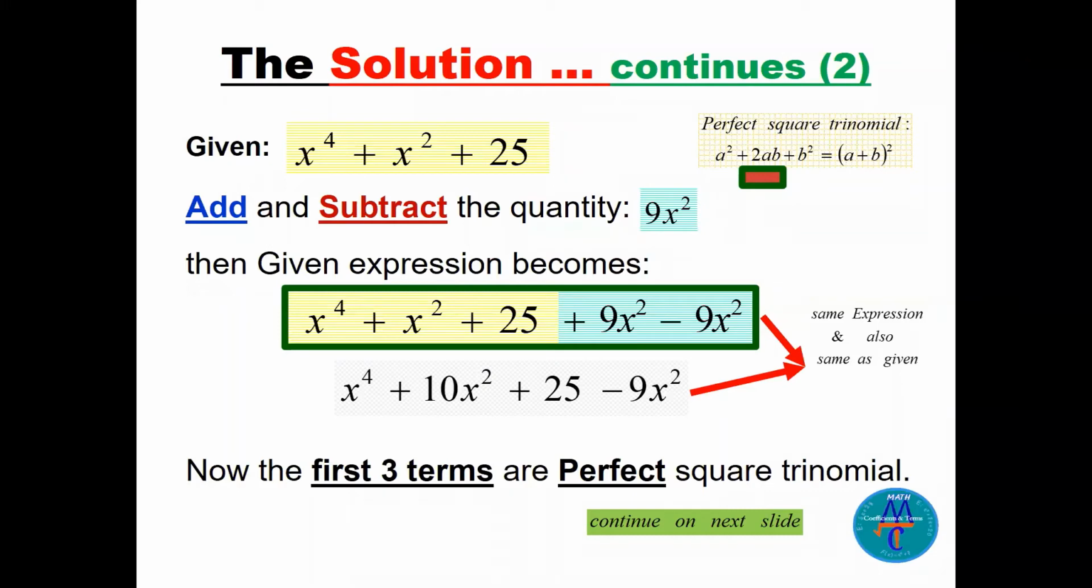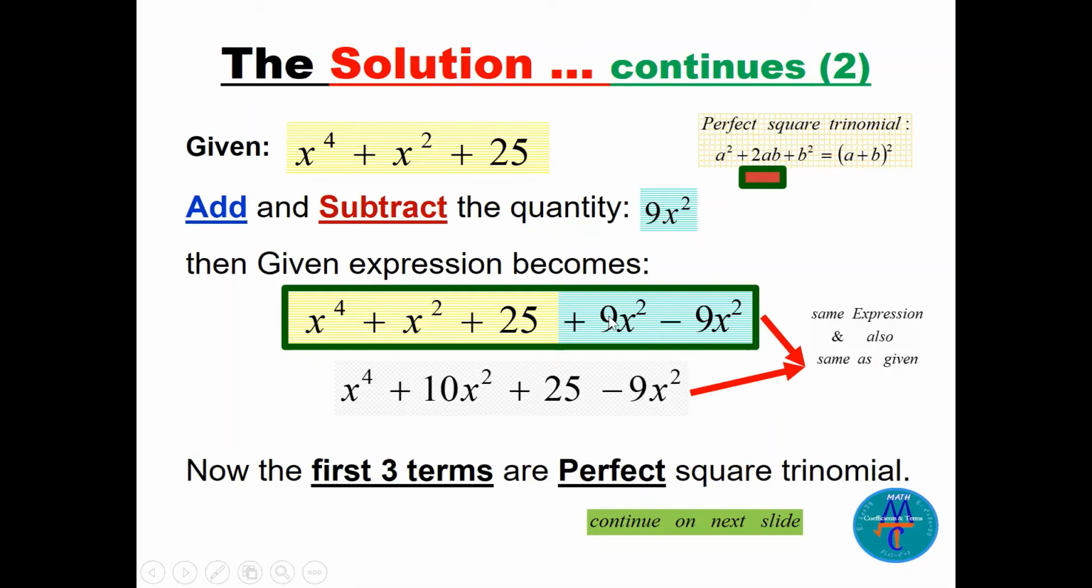Now, it's important here to note that we cannot add 9x squared only to the question to make the middle term 10x squared. Because if we add only 9x squared, we are changing the question, and we cannot change the question. So we have to add and subtract.